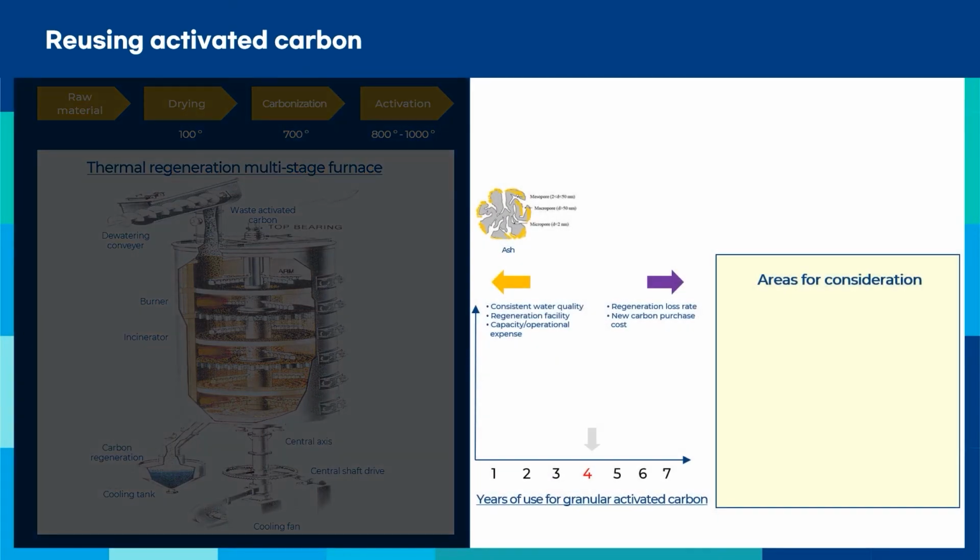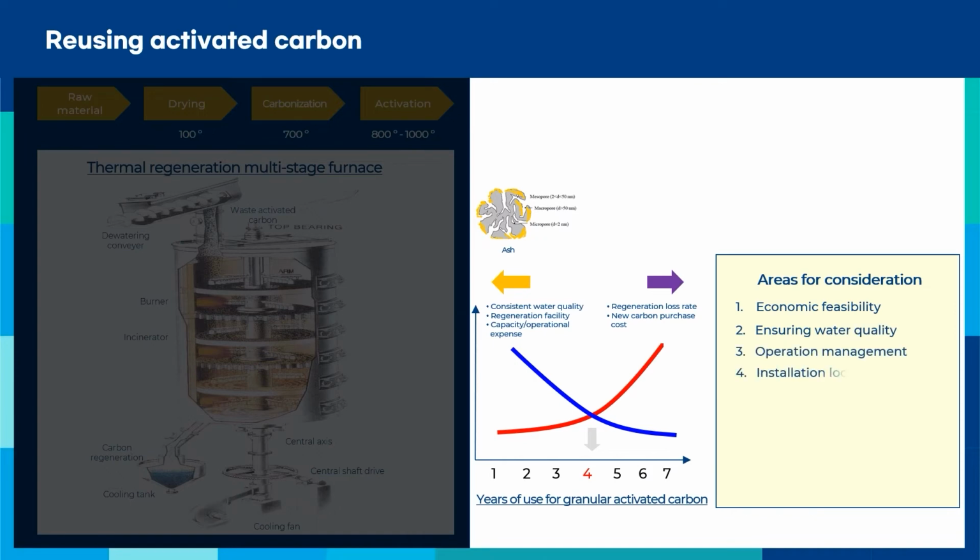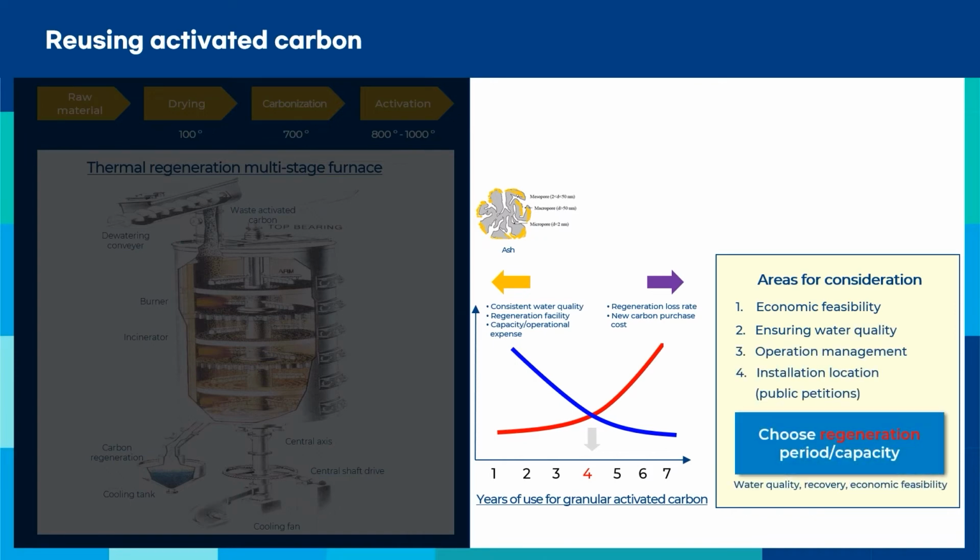If a lot of heat is applied, the amount of ash in the activated carbon will increase, and the regeneration yield will decrease, which will likely increase the cost of purchasing new coal for the shortfall. Therefore, it is important to choose the regeneration schedule carefully.